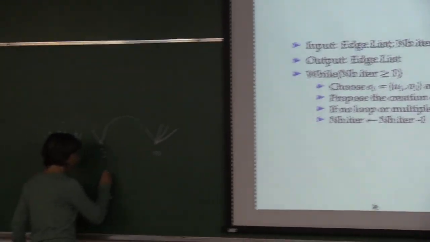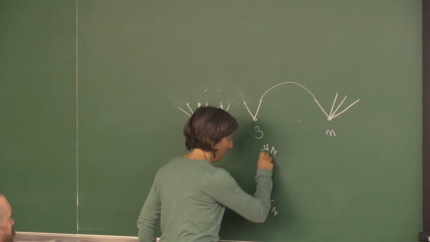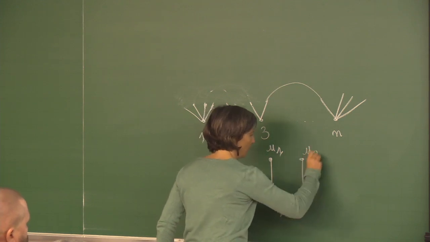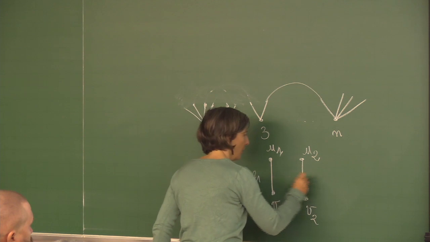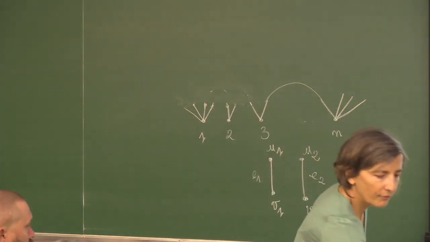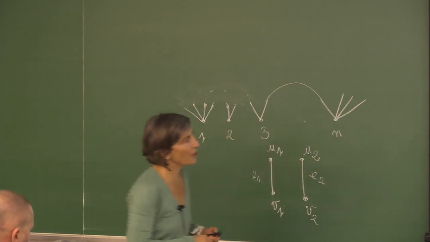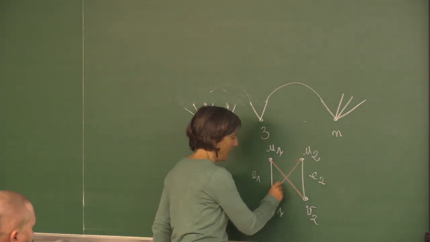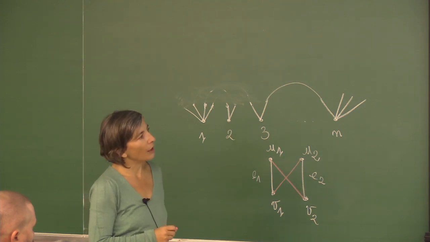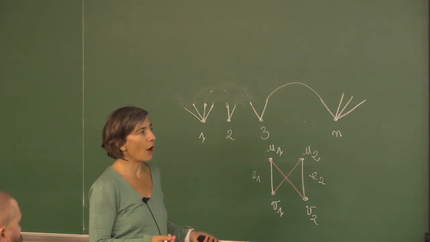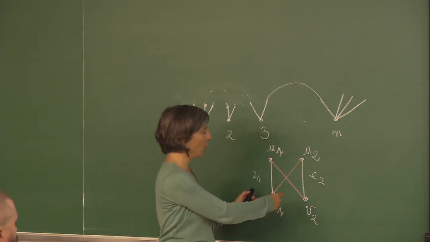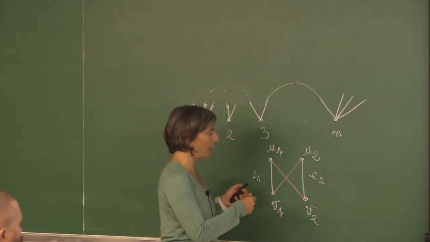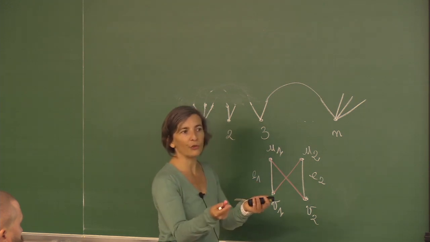So let's say U1, V1. That's an edge in my list. And I pick a second edge, U2, V2. So that's E1, that's E2. And what I will do, very simply, I propose the creation of the edge U1, V2, like that, and like that. I propose that. Then I replace the white edges by the red edges. Otherwise, if that creates a loop, I don't do that, and I pick two other edges.